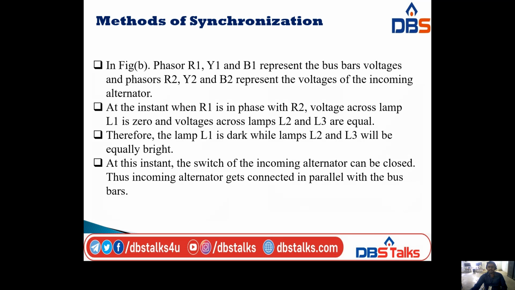Next, at the instant when R1 is in phase with R2, that means the voltage across lamp L1 is 0, since it is directly connected between R1 and R2, and the voltage across lamps L2 and L3 are equal. Therefore, the lamp L1 is dark, while L2 and L3 will be equally bright.